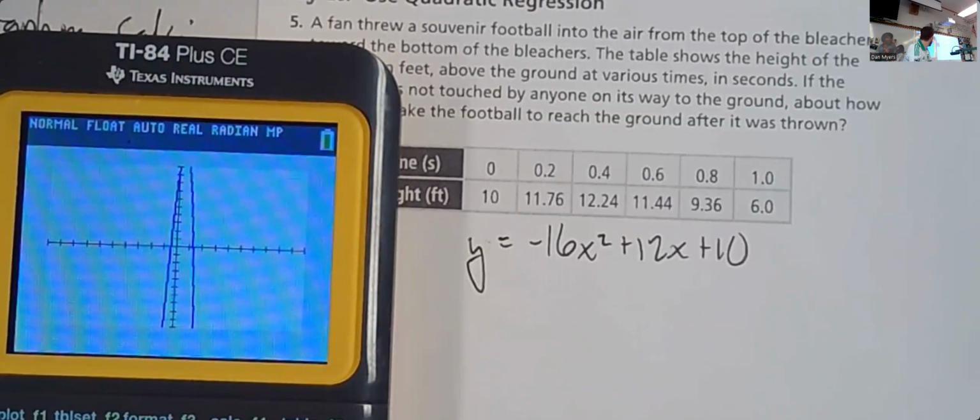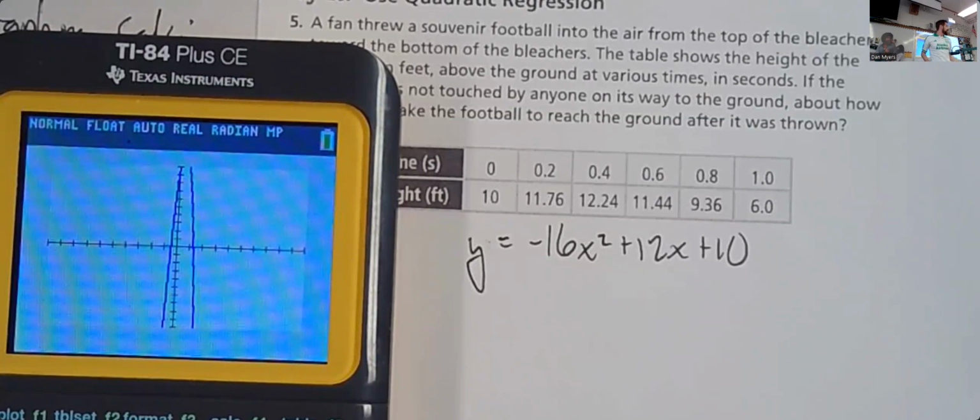There's our parabola. Now, in terms of where the fan threw the ball, it was thrown here. Threw it from the bleachers. So if X is time, this is negative time, so that's not a thing. So the time actually starts here. Throws it up. Time is about, that's where it ends up landing. Right here. When Y equals 0.